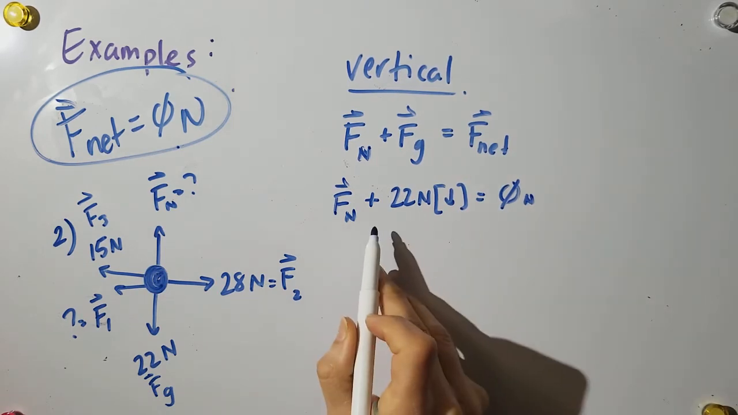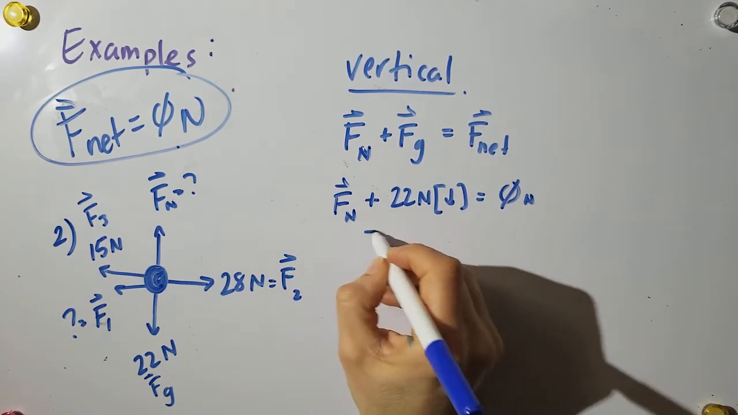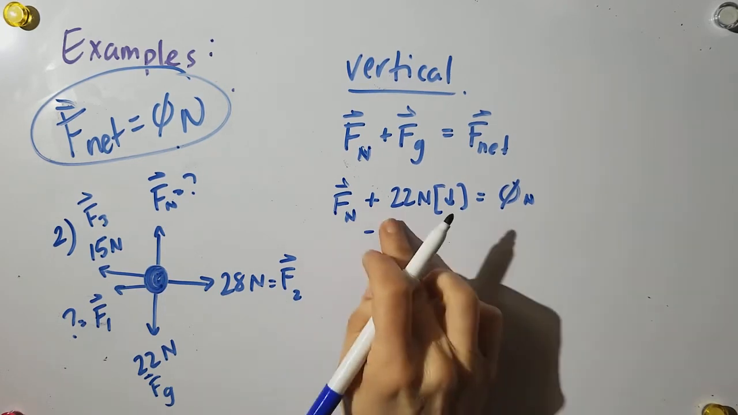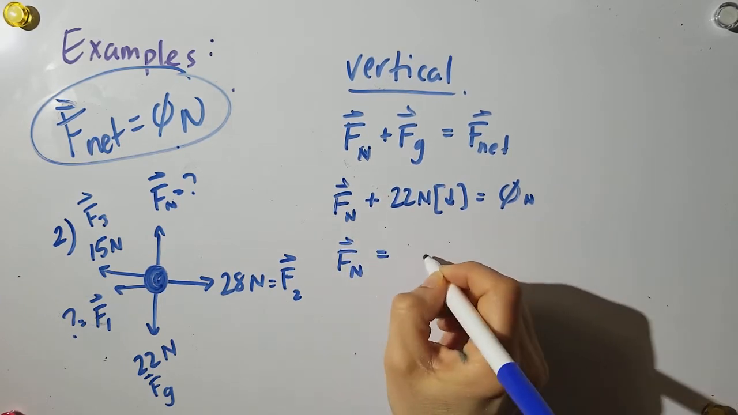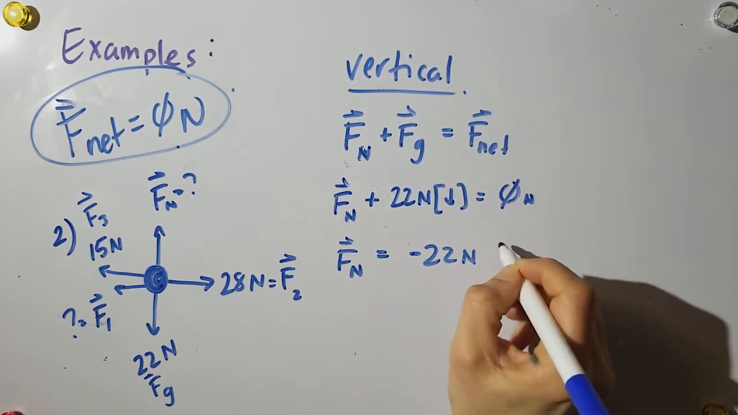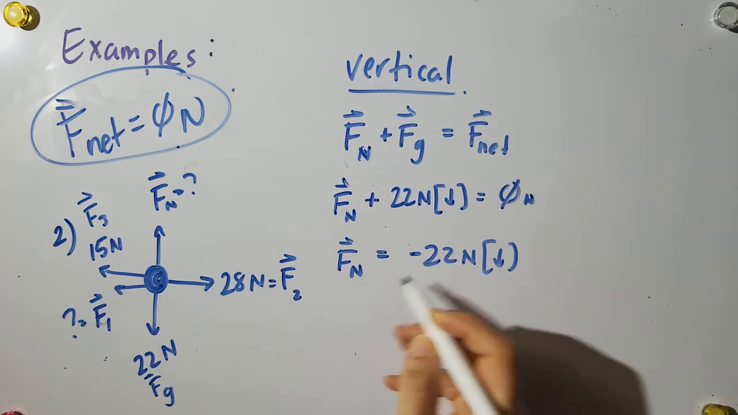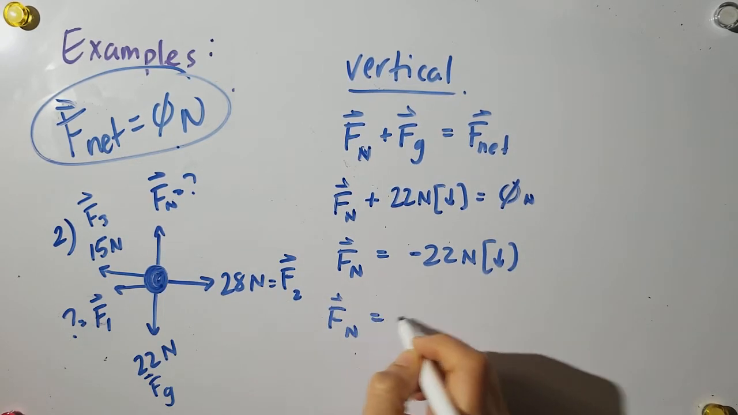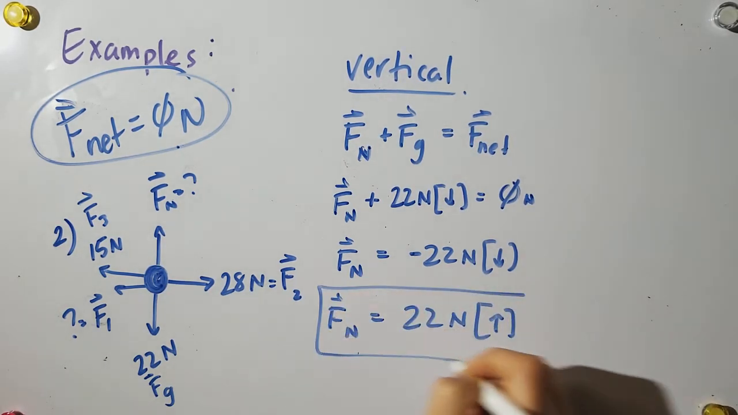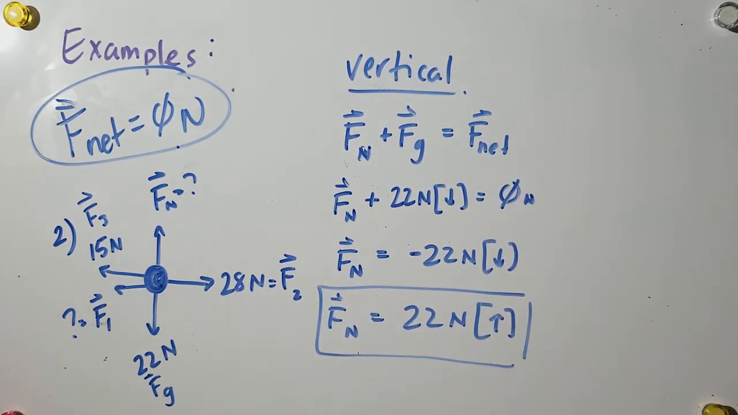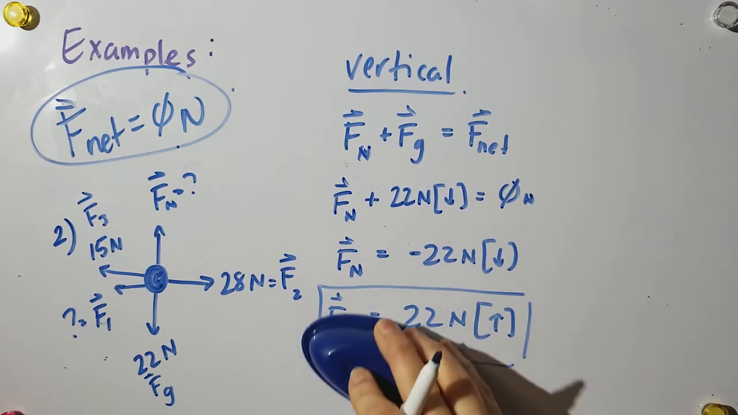Okay? So if I do my math and subtract 22 newtons down on both sides, I get Fn equals negative 22 newtons down, and negative down is actually up. So the normal force is 22 newtons. Okay, so if you need to copy it, pause here. I'm going to erase and do the horizontal components.